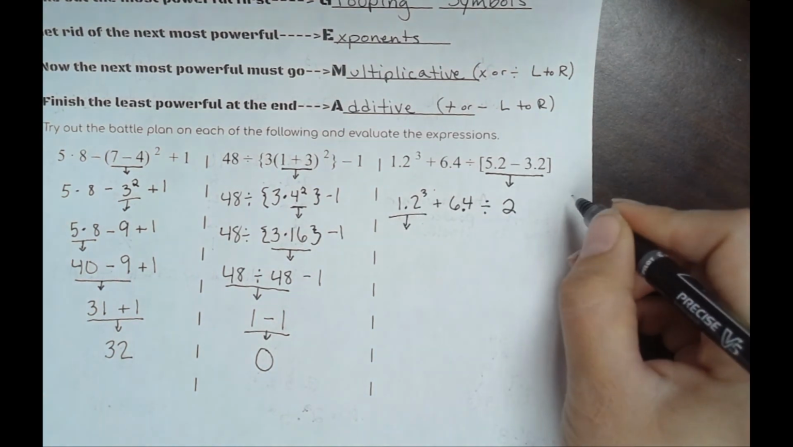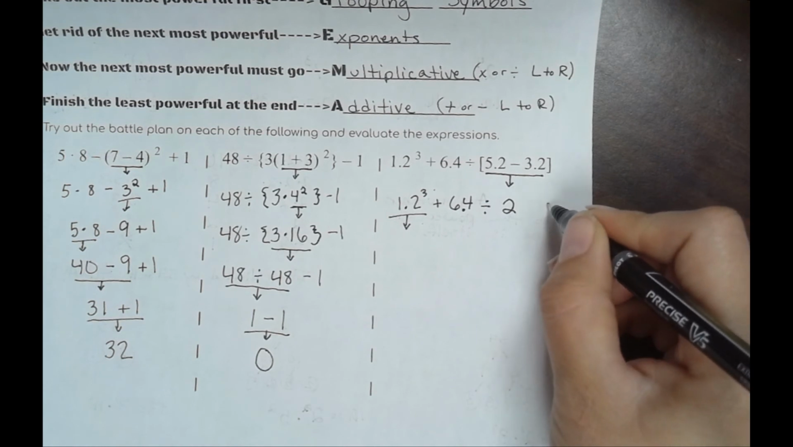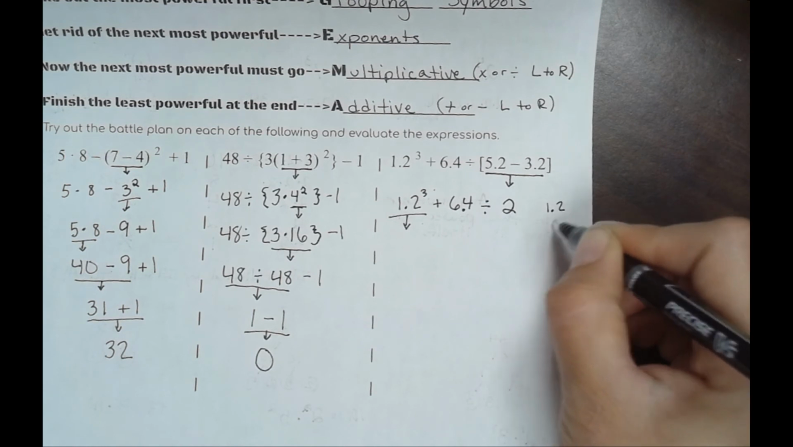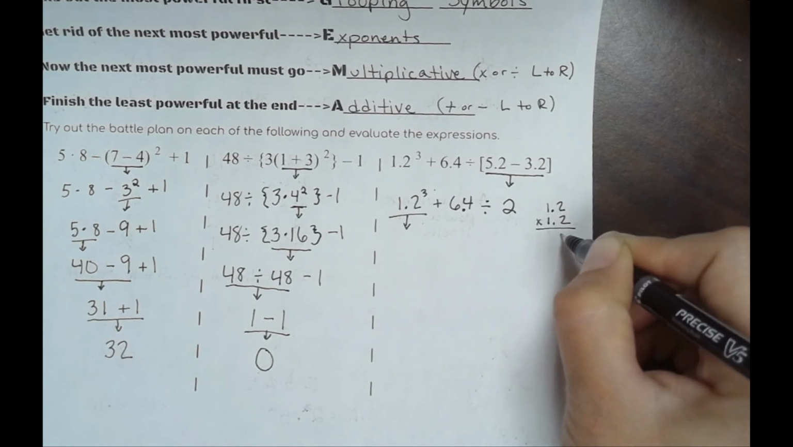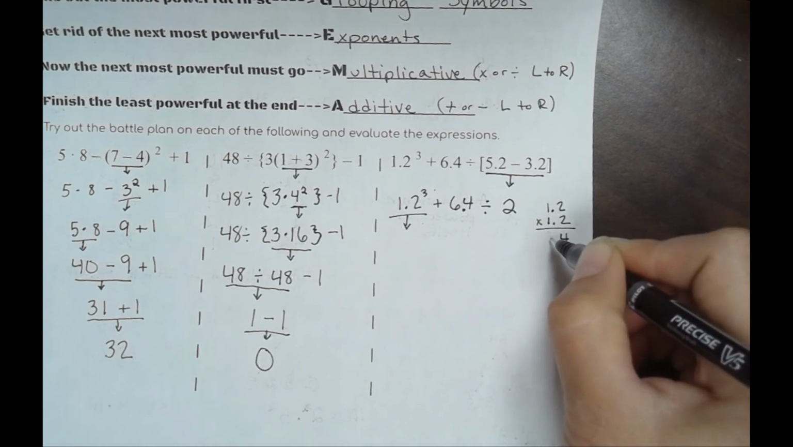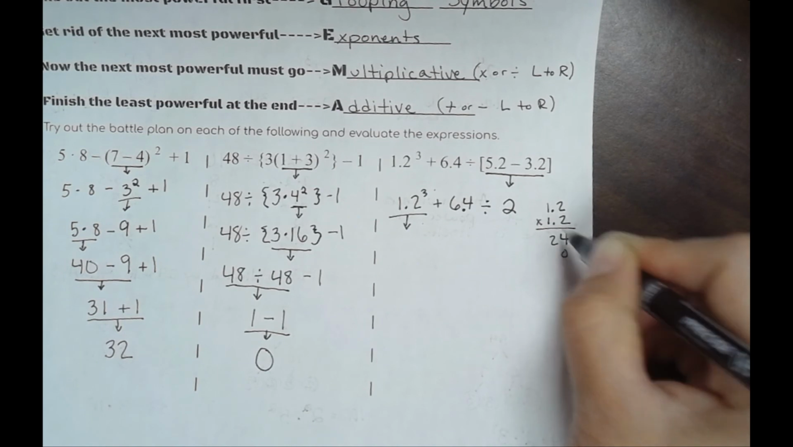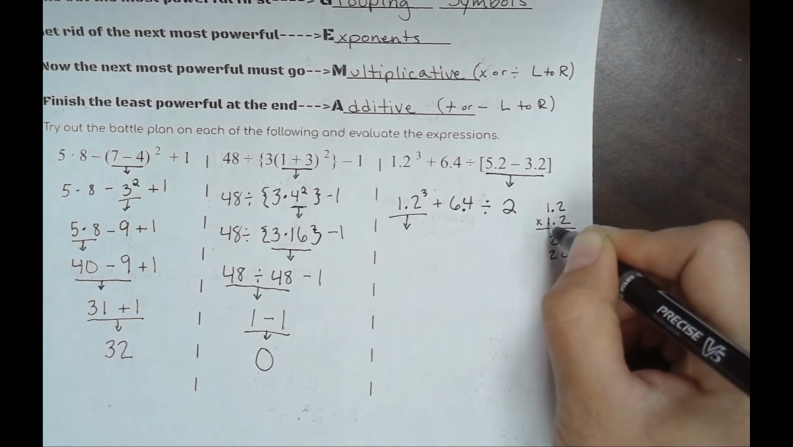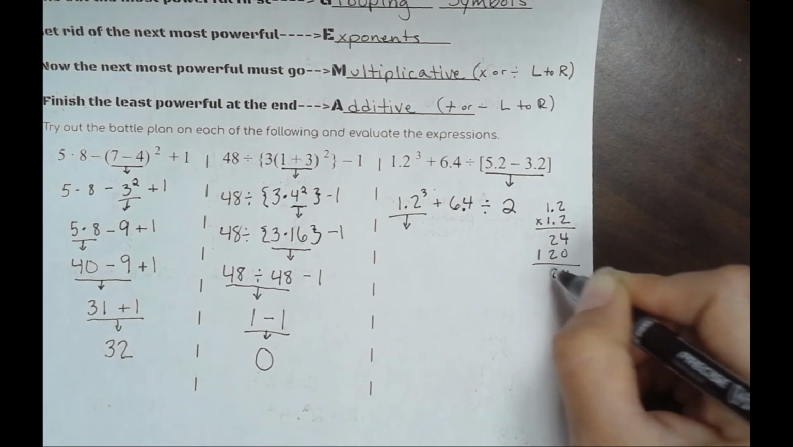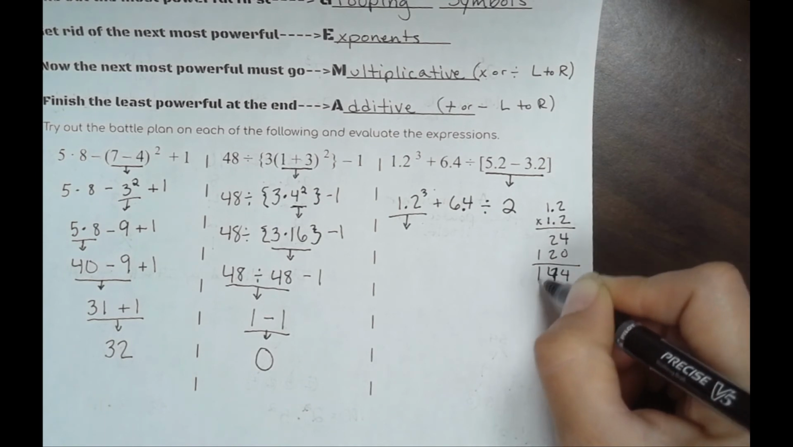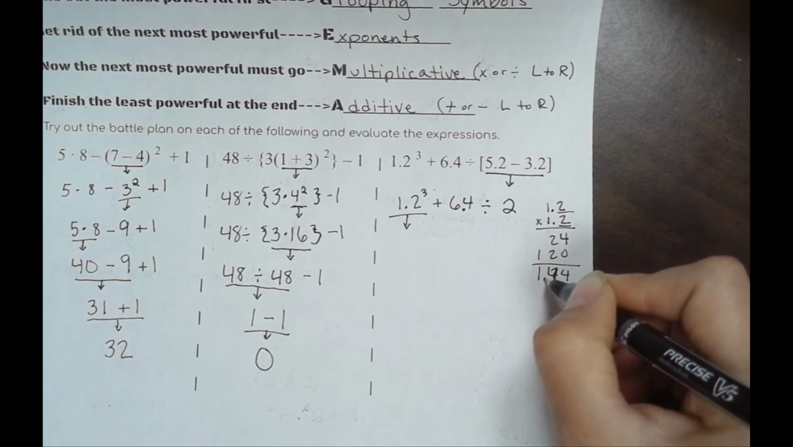1.2 times itself 3 times. Well, I don't know what that is in my head, so I'm going to do 1.2 times 1.2. 2 times 2 is 4. 2 times 1 is 2. 0 placeholder. 1 times 2 is 2. 1 times 1 is 1. Add it up. 4, 2, 4, 1, and 1. 2 places behind the decimal.